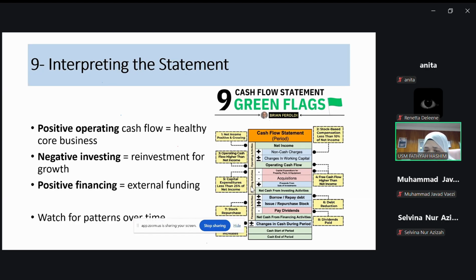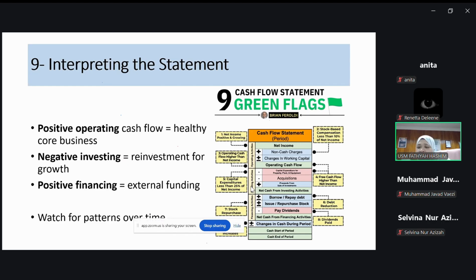And the third one is when the operating cash flow is higher than the net income, which is a good signal as well. Yeah, which means that your operating cash activity generated greater than the net income shown in the income statement. That's a very good sign.